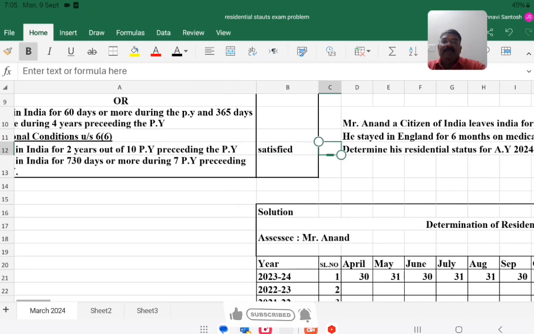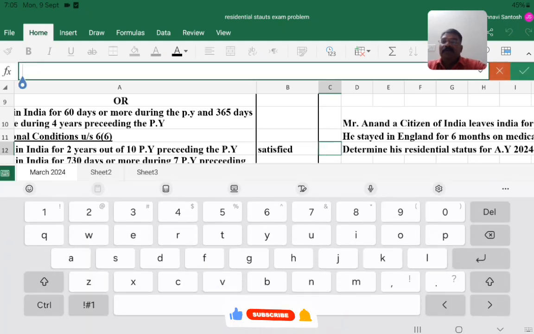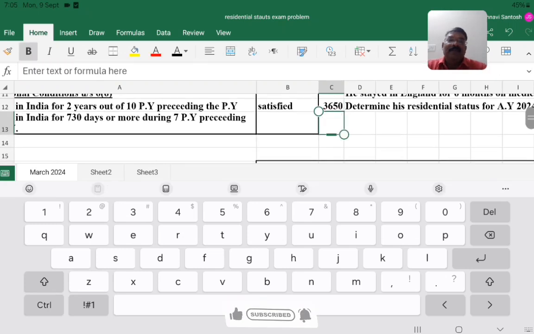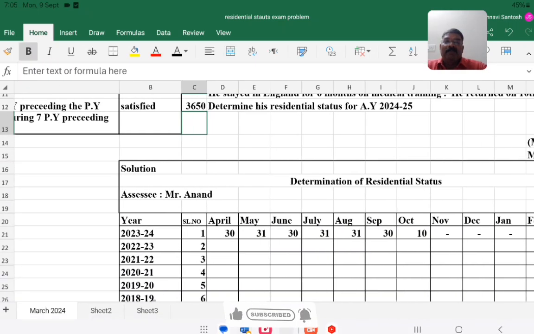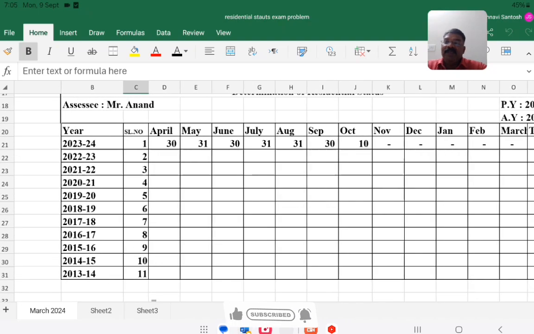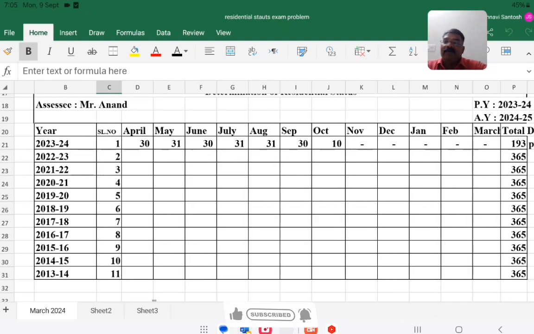We'll come back to the chart, where, see, 7 years we can calculate from here. We have to leave the previous year, that is 22-23, then 21-22, 20-21, 19-20, 18-19, 17-18, 16-17. Up to 16-17, he is present all the years, 365 days. Again, he has satisfied. It is more than 730 days. 365 into how many years? 7 years. So again I can say this also as satisfied.